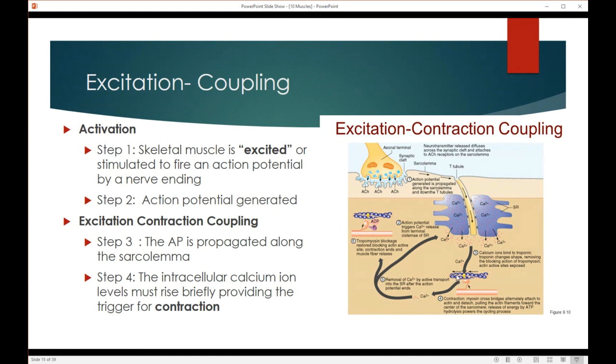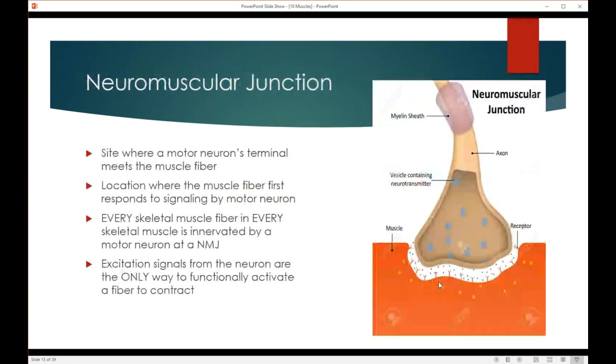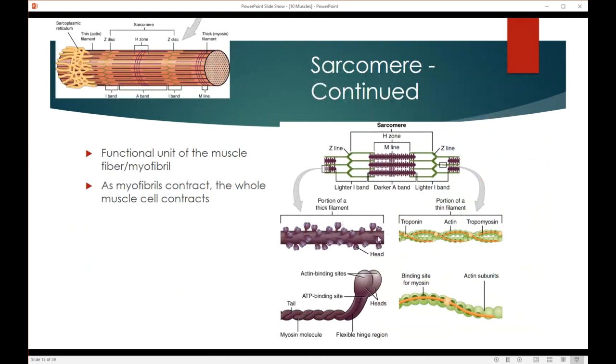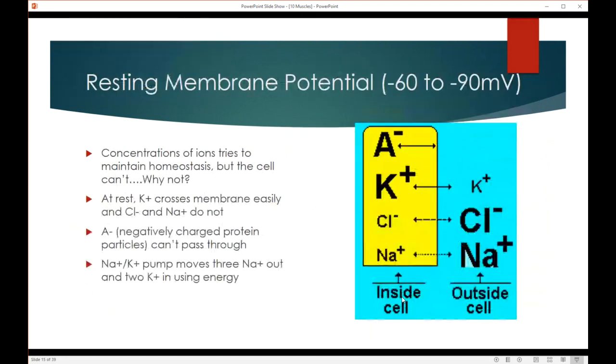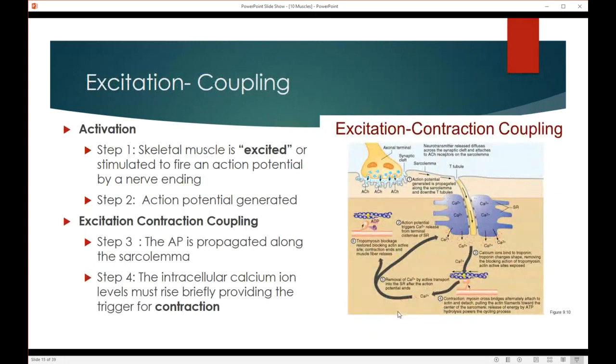They alternately attach to the actin and they detach, and they pull the actin filaments towards the center of the sarcomere. Okay, so they start to attach here and they start to pull, and this continues to sort of rotate around. We call it a power stroke. Okay, and we can start to contract. We get this release of energy by ATP hydrolysis that powers the cycling process. That ATP is powering it.